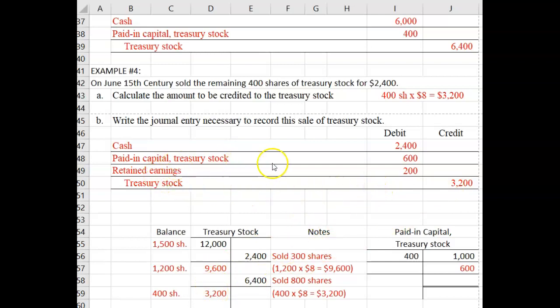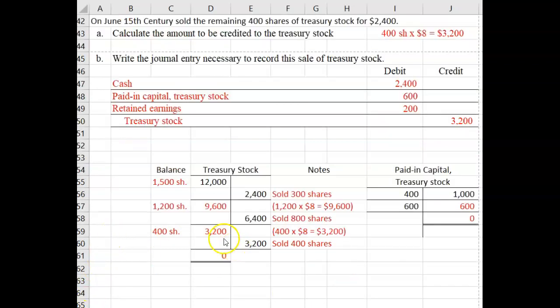Let's post the paid-in capital debit and the treasury stock credit to our two T accounts. We had a debit balance in treasury stock before this transaction of $3,200. We credited the account for $3,200, which brought its balance down to zero, which makes sense because we've sold all the treasury stock. There should not be a balance left in the treasury stock account or in the paid-in capital account. We had a credit balance of $600 in paid-in capital. We debited the account for $600, which brings its balance down to an expected zero balance.